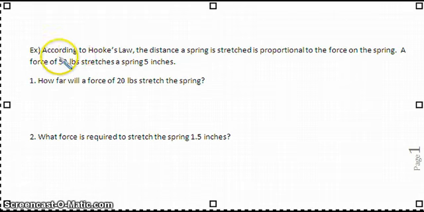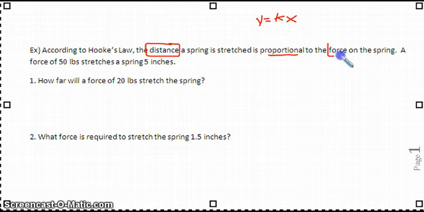For this next example, it says, according to Hooke's law, the distance that a spring is stretched is proportional, keyword there, to the force of the spring. So right away, it says the distance stretched is proportional to the force. So normally we write our equation for direct variation as y equals k times x. But if they give us specific quantities for y and for x, let's use those variables. So I know that y is the distance because it comes first, so I'm going to put that as a d. K is always k, so I keep k as k. And then proportional to the force, that has to be the x value.